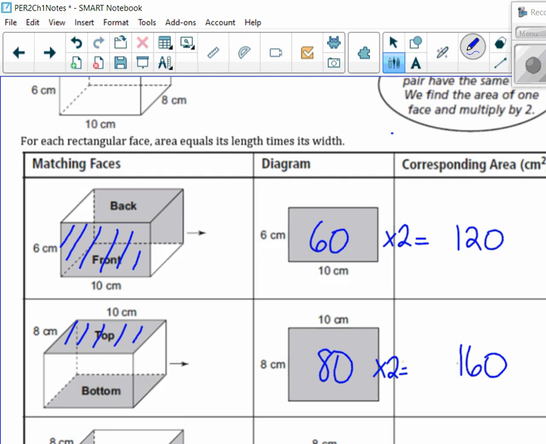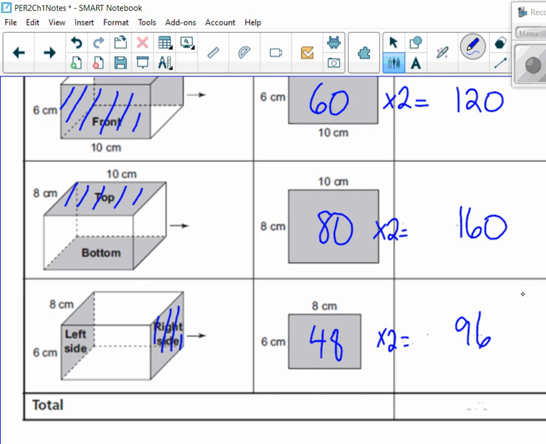And then the left and the right side are the same. I'll just do the right side there. And that is an 8 by 6, which is 48. And if we times that by 2, because there's 2 of them, we get 96. And then the total surface area is the 3 added up, which is really the 6 added up. And that would be 376 square centimeters. And don't forget your units. Area is in square centimeters because we're doing 2 dimensions, length times width.